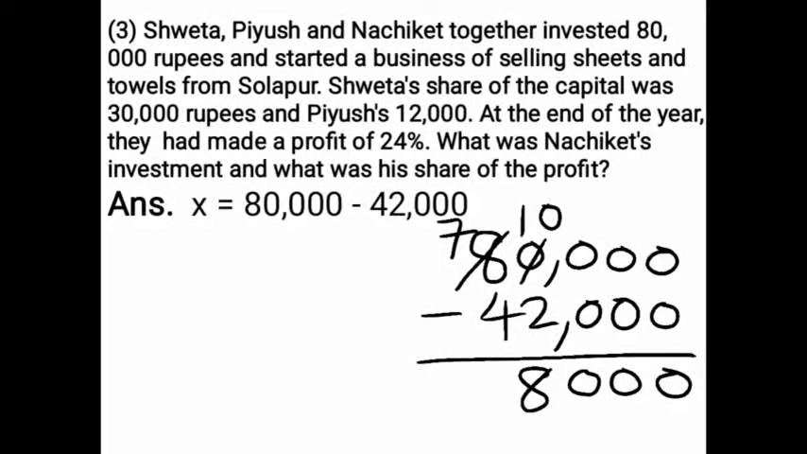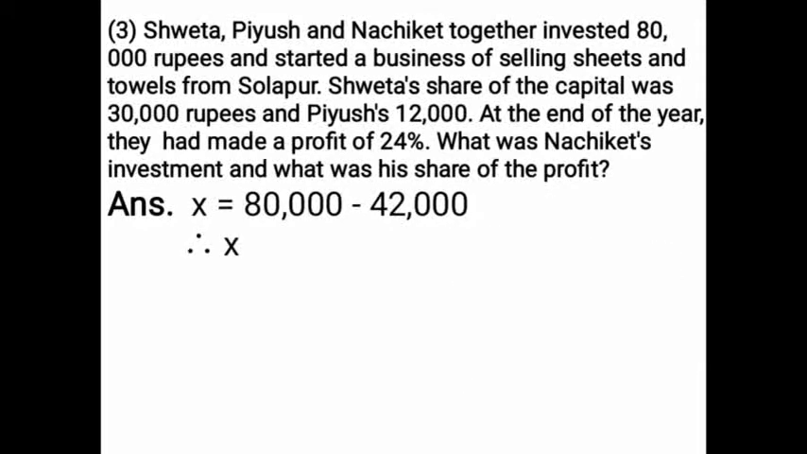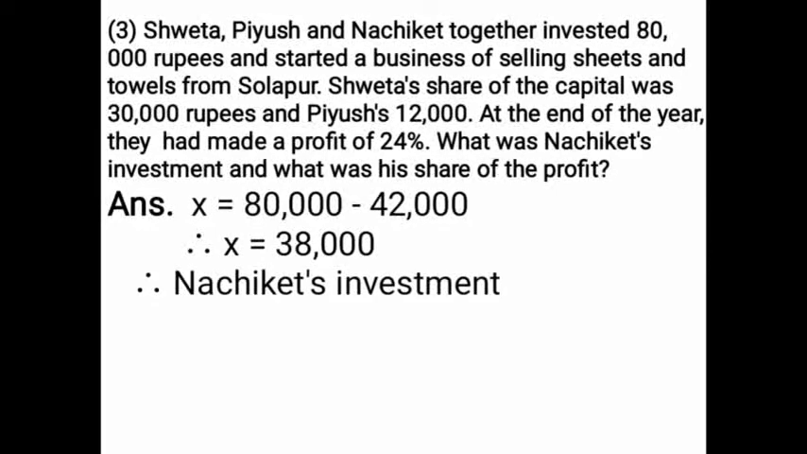I have subtracted 80,000 minus 42,000. I am getting the answer 38,000. Therefore, x is equal to 38,000. Therefore, Nachiket's investment is equal to rupees 38,000.